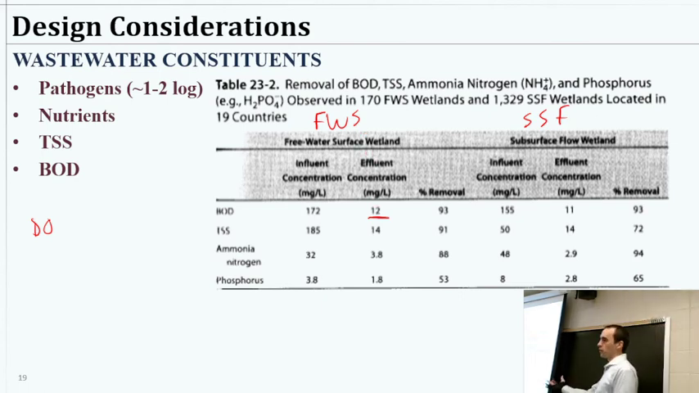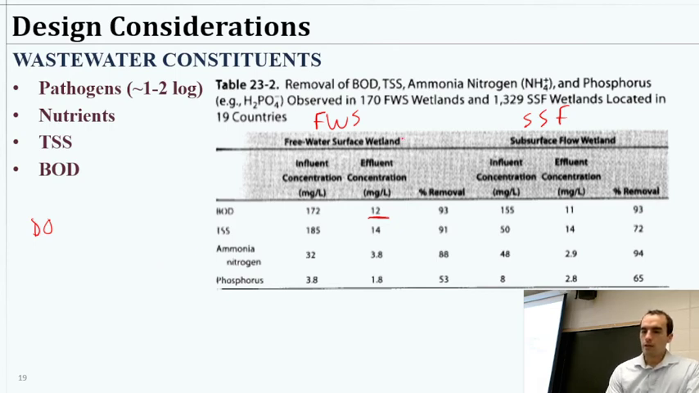Now, if you were to discharge 12 milligrams of BOD per liter into a stream or river or something, chances are good there's going to be some aeration. It's not going to be a problem. It's not going to cause that big of a deficit. But I'm just kind of giving you that frame of reference, right? Whereas 172 is quite a lot. Okay, and that translates to 93% removal.